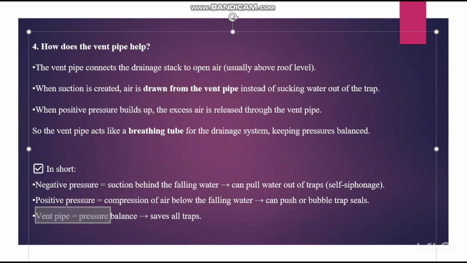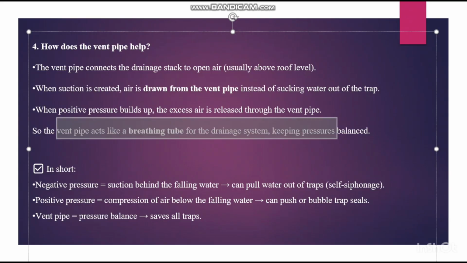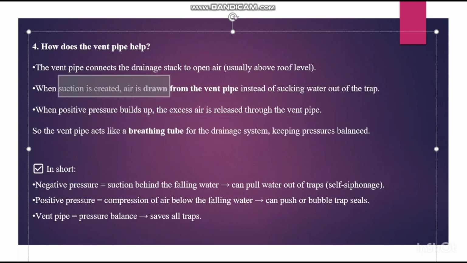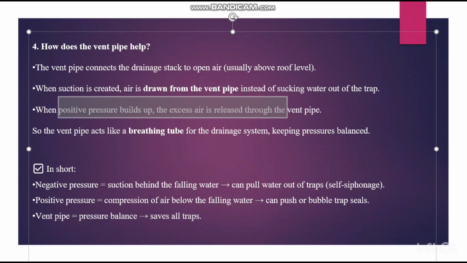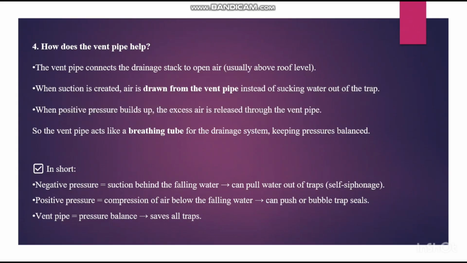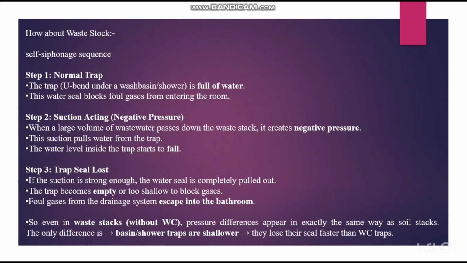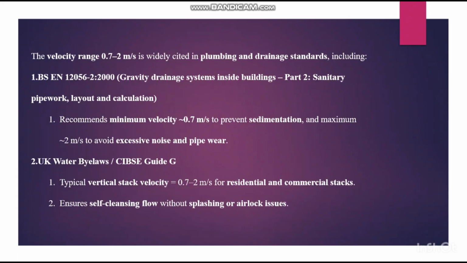So what the vent pipe is actually doing: the vent pipe acts like a breathing tube for the drainage system, keeping pressure balanced. When suction is created, the air is drawn from the vent pipe instead of sucking water out of the trap. When positive pressure builds up, the excessive air is released through the vent pipe. So this is the reason. Now we understand why we need a vent pipe for the soil and waste pipe. Okay, so this is the basic. Whatever I explained now, I have just summarized step by step how the negative and the positive pressure is built up in the system.